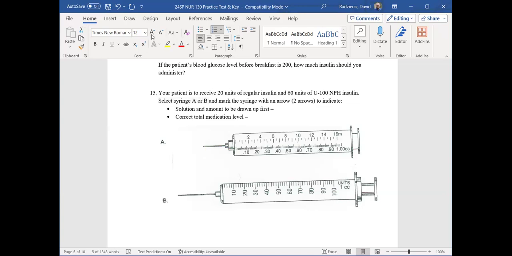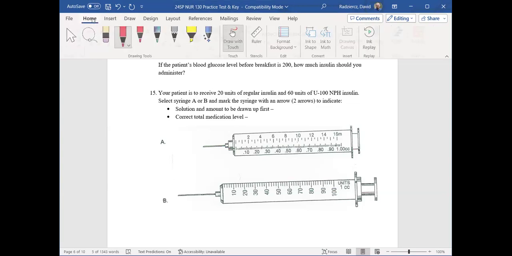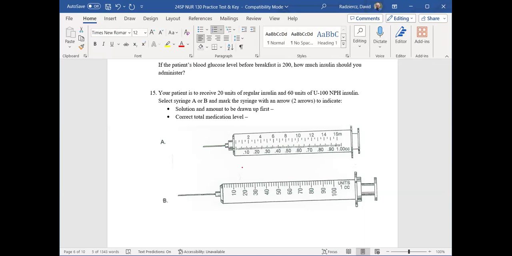So anytime we're dealing with insulin, you're going to be choosing syringe B if it's this graphic, because you're choosing the one that has units associated with it. Okay, so select the correct syringe would be syringe B.